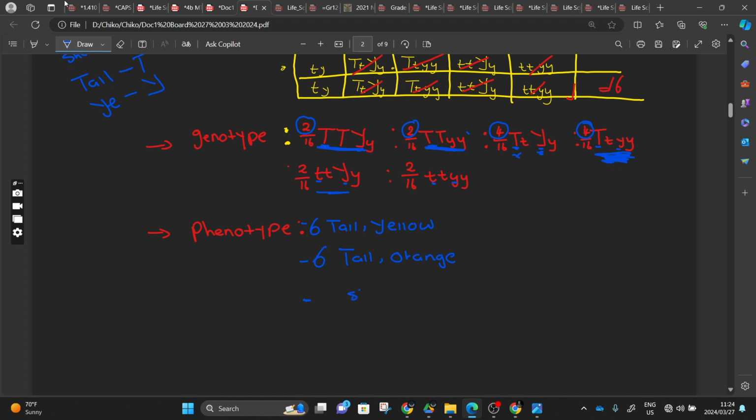It will be short and what here? Short and yellow. Then we count them. We have two. We only have two on it. Then the last one, we are left with two, which are short and orange.